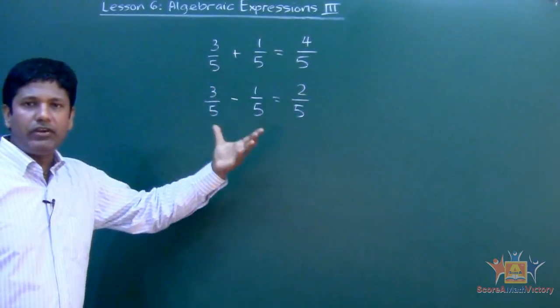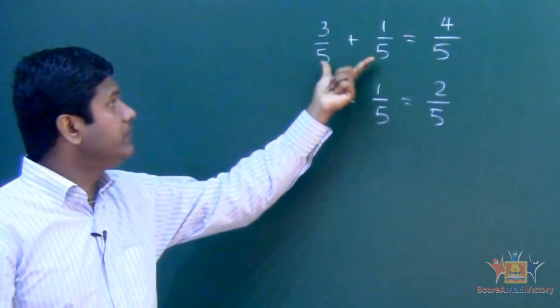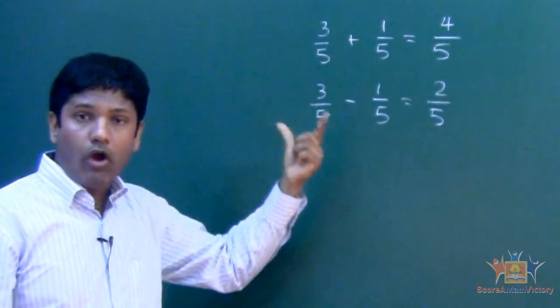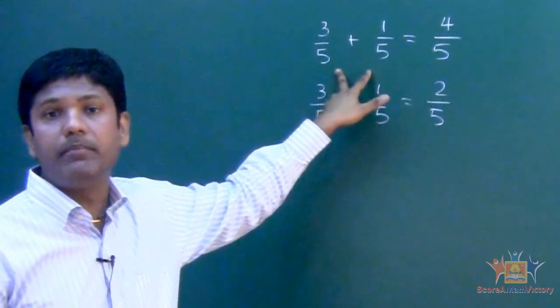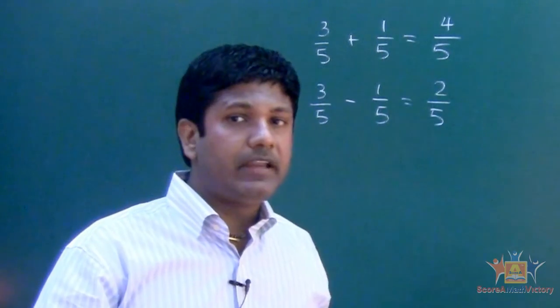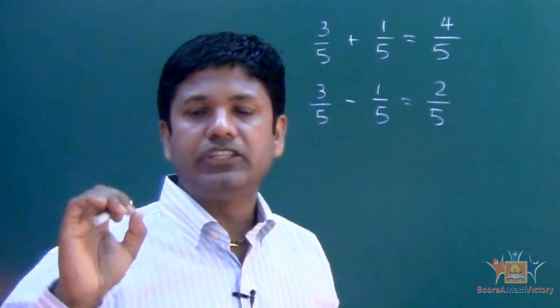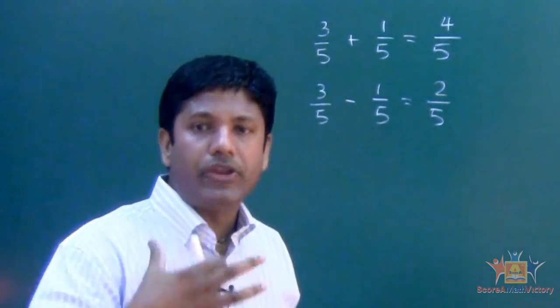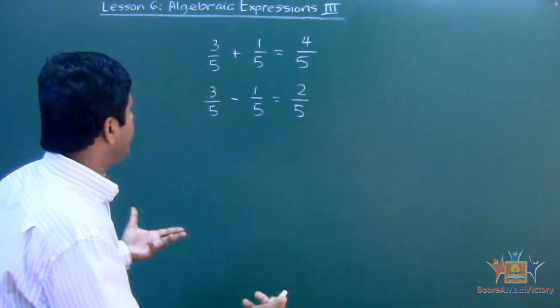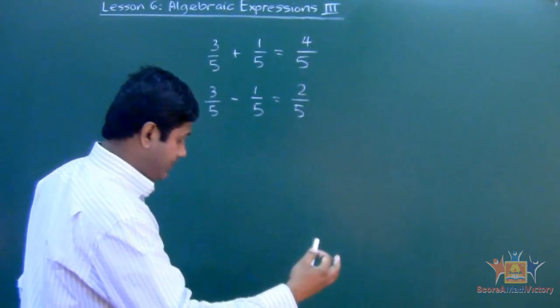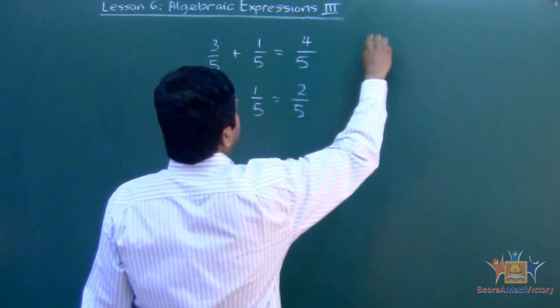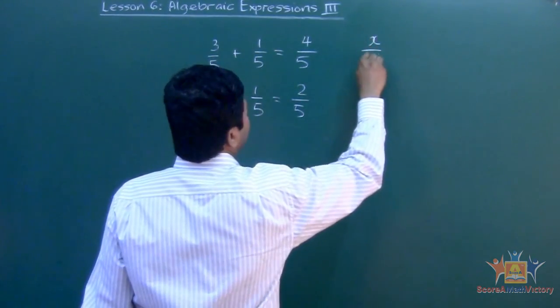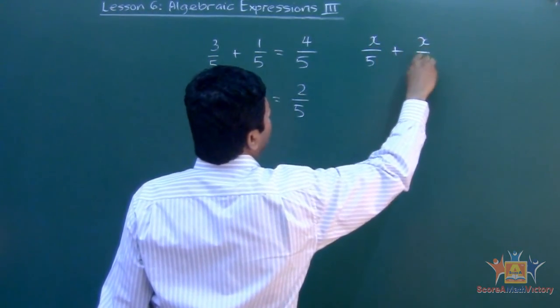See that? Very important. In order to perform the addition or the subtraction operation, you have to have a common denominator. If it's not a common denominator, you have to find one, such that it's a common denominator in order to add or subtract. Now let's say I put it in the form of an algebraic expression, for example x over 5 plus x over 5.